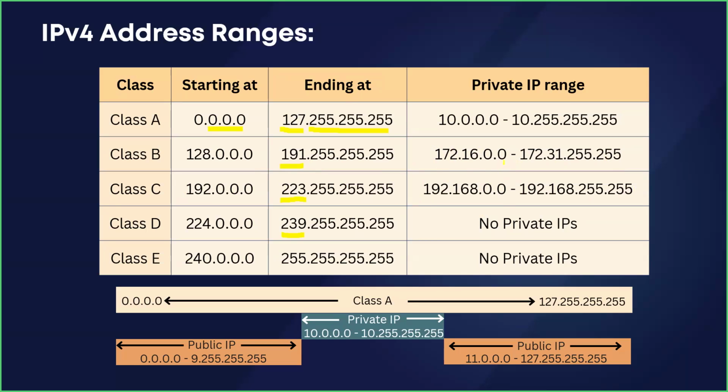Any IP within that range is a private IP. Any IP outside that range is a public IP belonging to the internet service providers. Okay. And in Class D and Class E, you do not have any private IPs at all. All of them are public IPs itself.